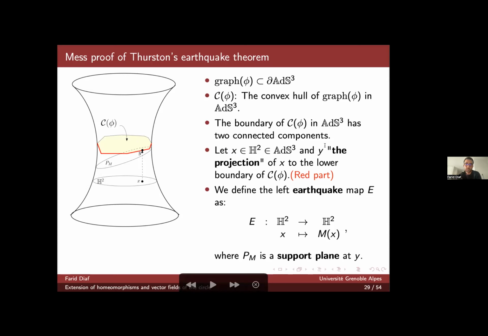Here you should be careful about this word projection because I did not define it. In the picture, I just put vertical lines, but of course this is a silly thing, because vertical lines in the Euclidean sense are not preserved by the isometry group of anti-de Sitter space. I mean, there is a well-defined projection here. Once you understand this projection, this is roughly the idea of the proof of Thurston's earthquake theorem.